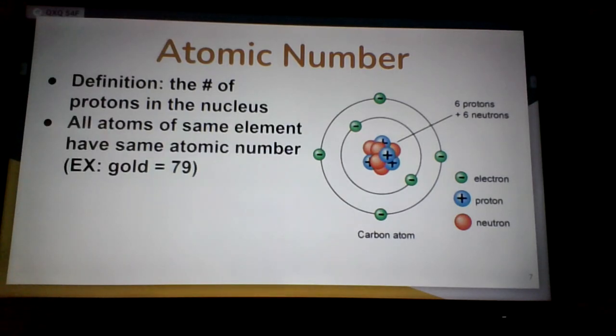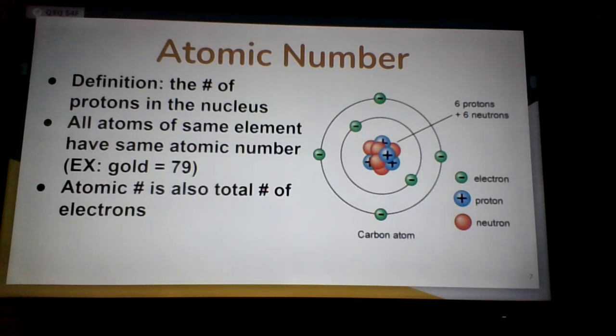Almost all atoms of the same element have the same atomic number. I said almost. Actually, all atoms of the same element have the exact same atomic number. Every gold atom has exactly 79 protons. It's the neutrons that can vary a little bit. If you look at the mass of gold on the periodic table, that decimal rounds off to 197. All I have to do is subtract 197 minus 79, and I get the number of neutrons for most gold atoms. And again, that's coming up very soon.